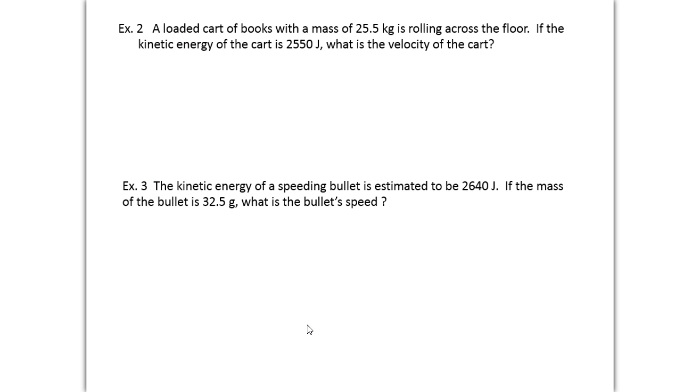So a loaded cart of books with a mass of 25.5 kilograms is rolling across the floor. If the kinetic energy is 2,500 joules, what's the velocity of the cart? So here you need to work the equation backwards.